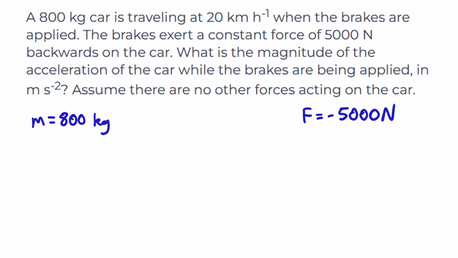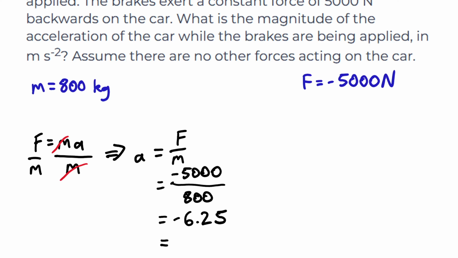Step 4. Substitute our values into the equation. a is equal to negative 5,000 over 800. We put that into the calculator. Negative 5,000 divided by 800, we get negative 6.25, which rounds to negative 6.3. We just wanted to know the magnitude of acceleration, so the answer is 6.3 meters per second squared.